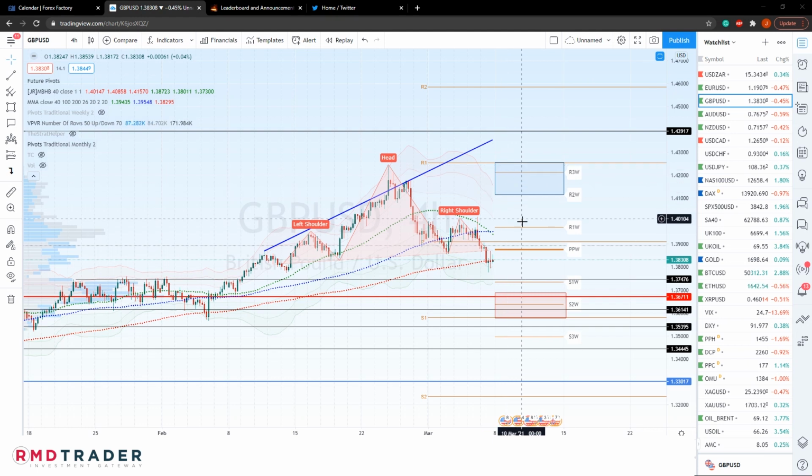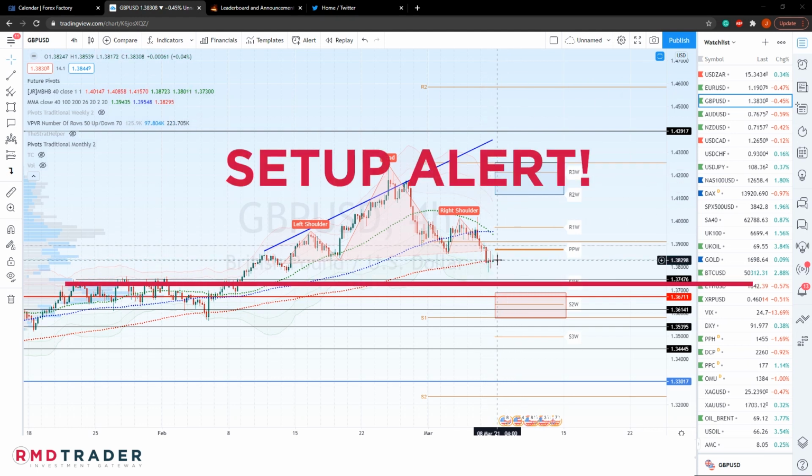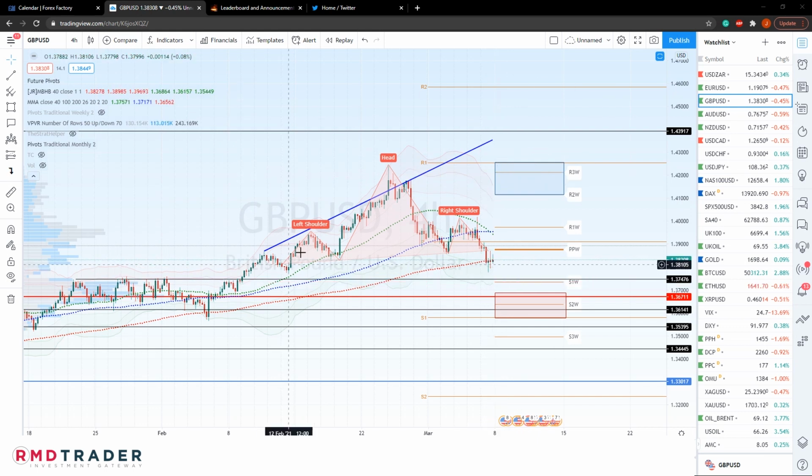If, however, we lose the 4-hour 200 SMA, that could then set in motion this head and shoulders pattern with some initial short targets at 1.367, and that could be then followed by the monthly S1 pivot at 1.358, and of course there would be a bigger target should those levels be lost.